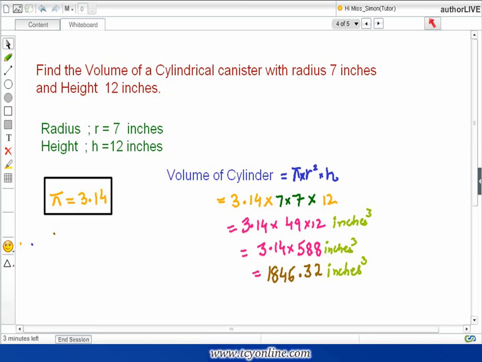We can work out one more example. Radius of a cylindrical canister is 7 inches and height of the canister is 12 inches. Our job is to find out the volume. As we know that volume of any cylinder can be calculated using the formula pi r square h. The value of pi is 3.14, radius is 7 inches and height of the canister is 12 inches. Now we plug in these values in the formula and simplify. The volume of the cylindrical canister comes out to be 1846.32 cubic inches.